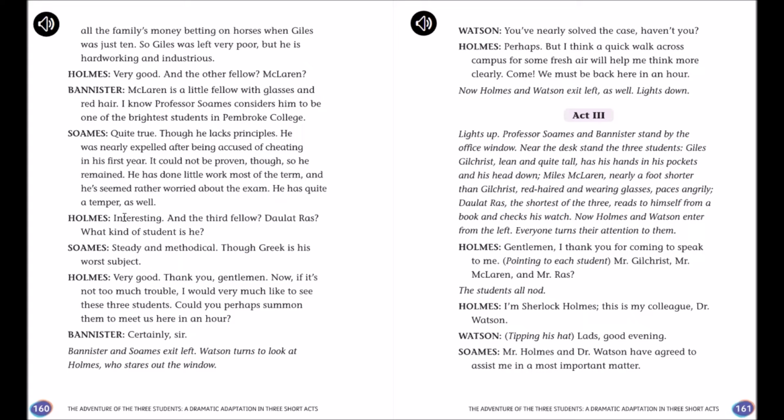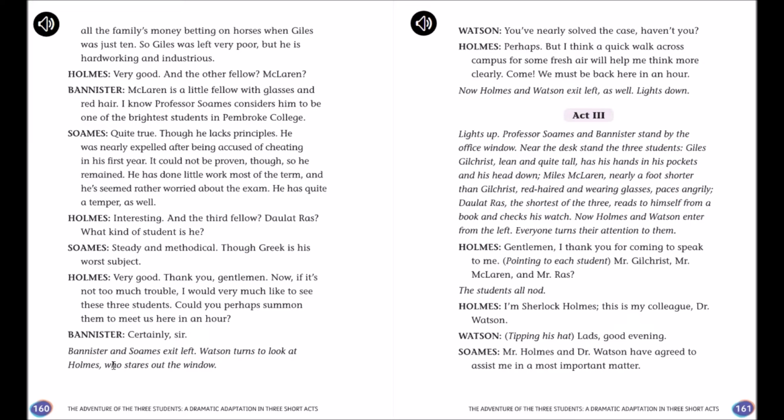Holmes. Interesting. And the third fellow, Dowlett Ross, what kind of student is he? Soames. Steady and methodical. The Greek is his worst subject. Holmes. Very good. Thank you, gentlemen. Now, if it's not too much trouble, I would very much like to see these 3 students. Could you perhaps summon them to meet us here in an hour? Bannister. Certainly, sir. Bannister and Soames exit left.